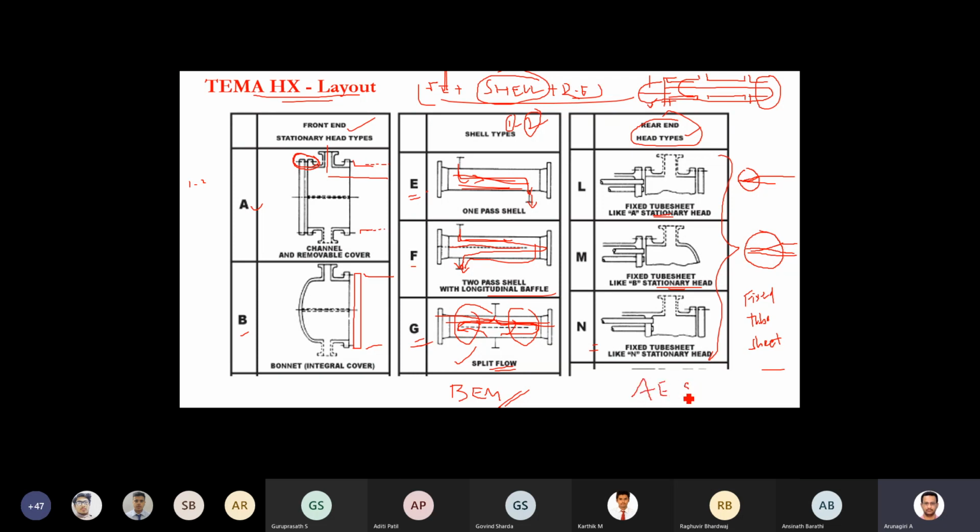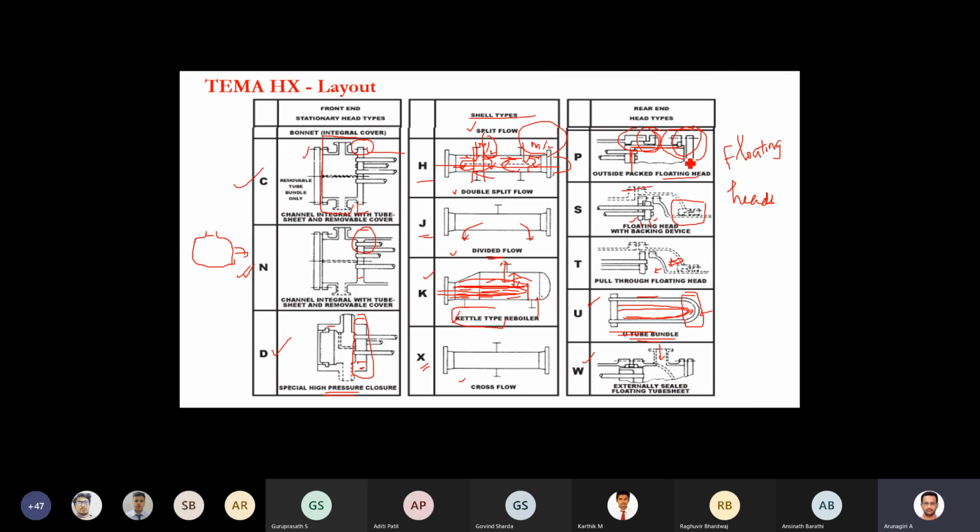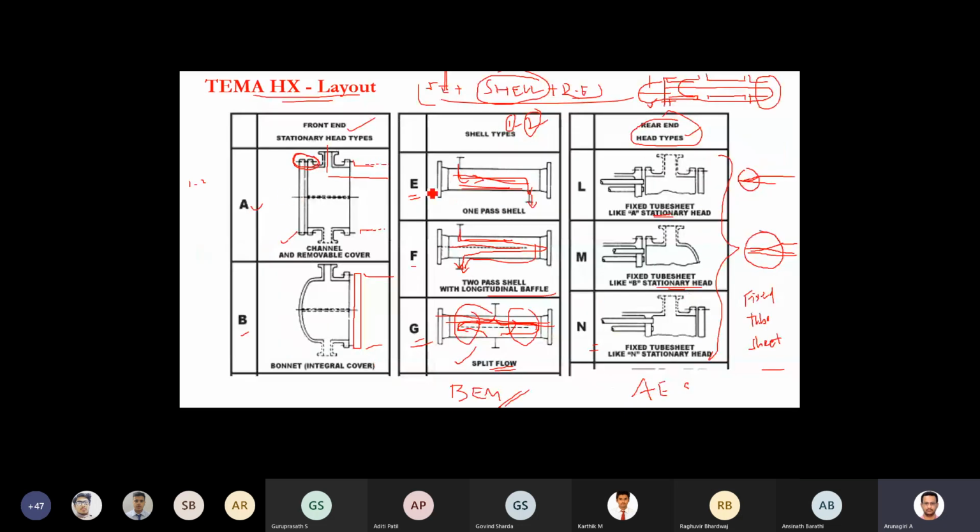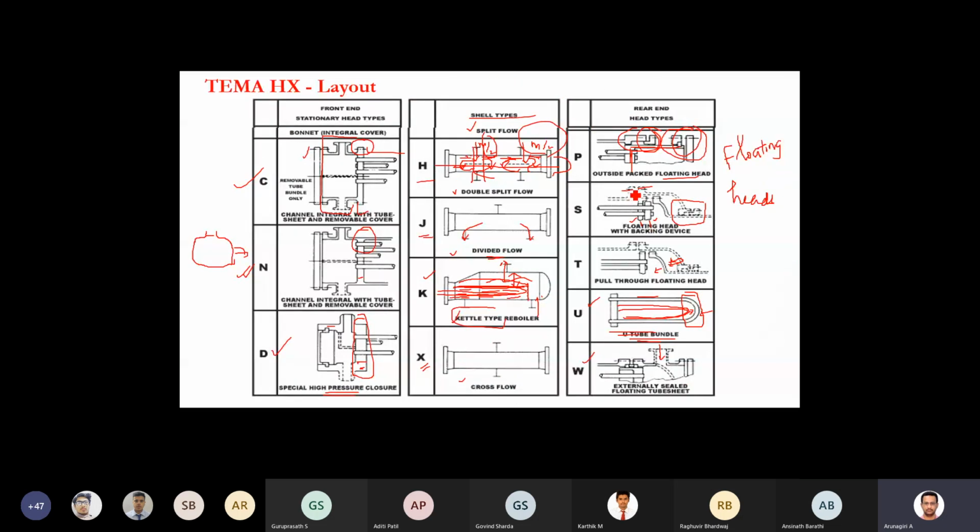AES is an internal floating head heat exchanger with a backing ring. A is a channel with removable cover at one end, E is the shell, and S means it would be like this, so you have a backing ring. Next class I can explain more. So these types of exchangers are clearly AES, BEM, then AEP. P means outside packed floating head. Then CFU is another combination.